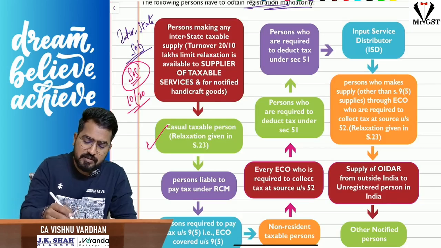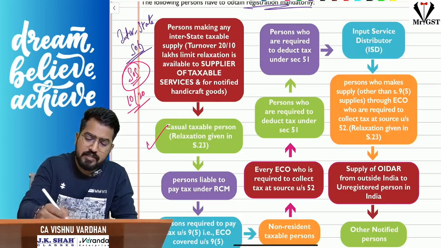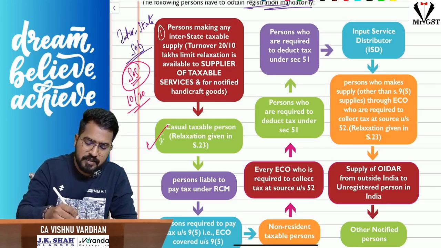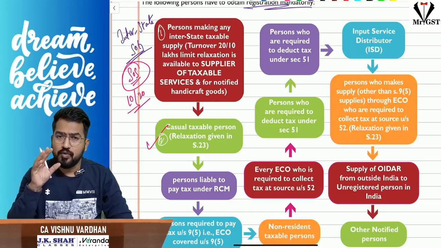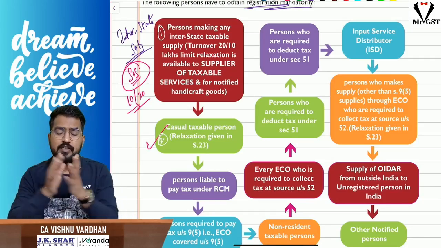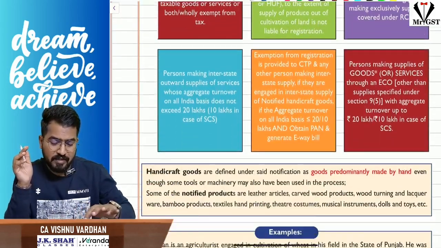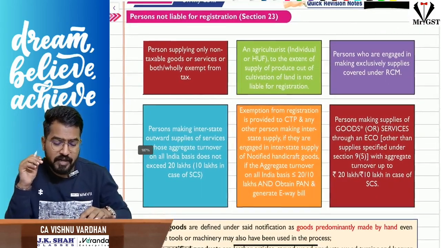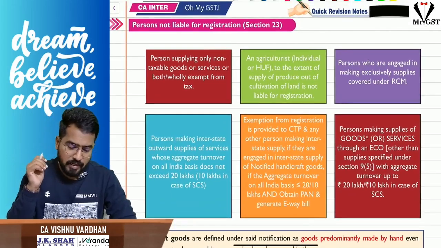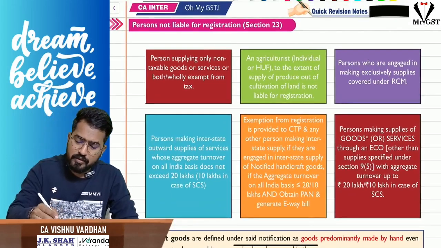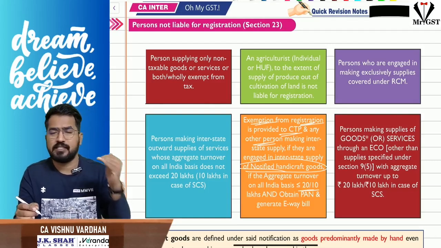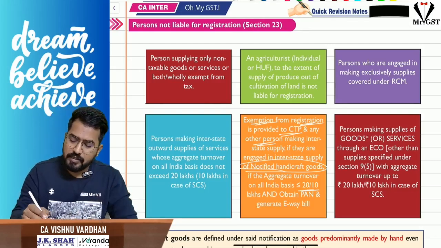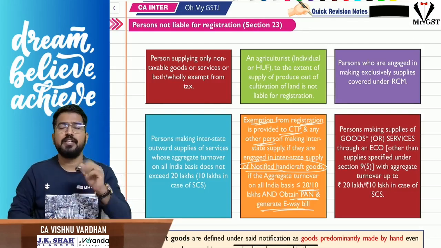See, for this particular case, the first case and this second case, these two people have a common relaxation, that is, those making interstate supply and the casual taxable person. What is that relaxation? If they are dealing with notified handicraft goods, they are exempt from registration and they can enjoy the threshold limit of 10 lakh or 20 lakh, as the case may be, in whichever state they are, provided they are obtaining a PAN card and generating the e-way bill.